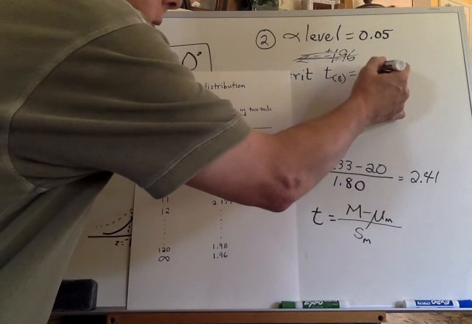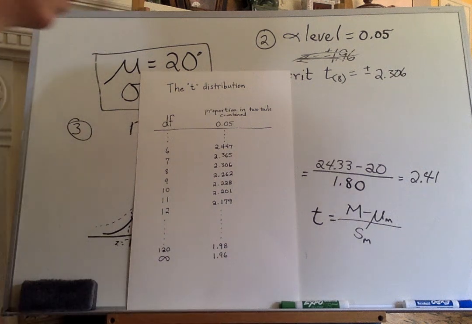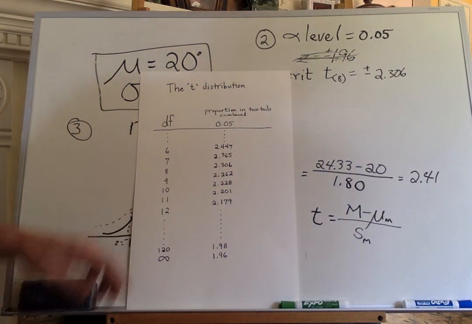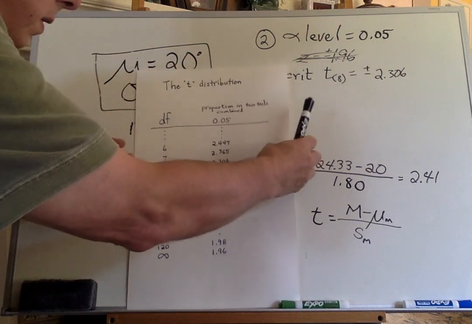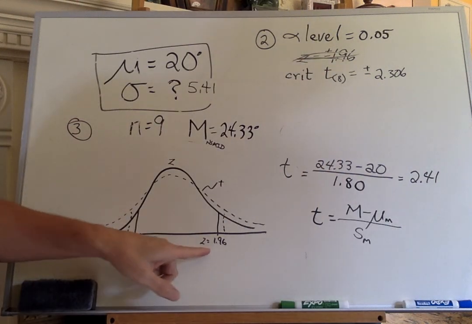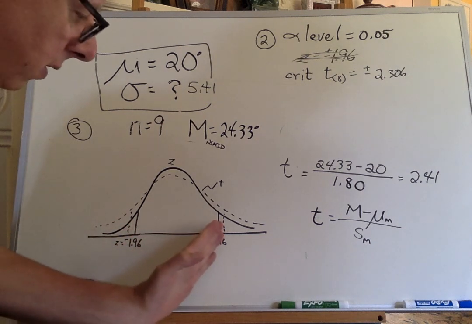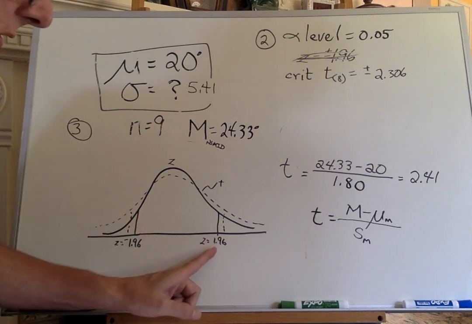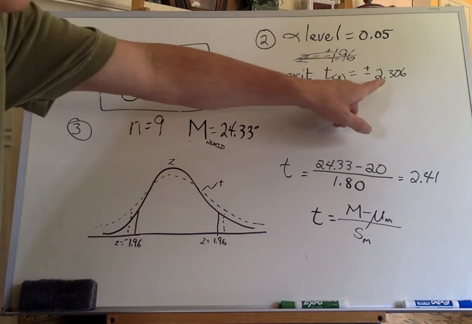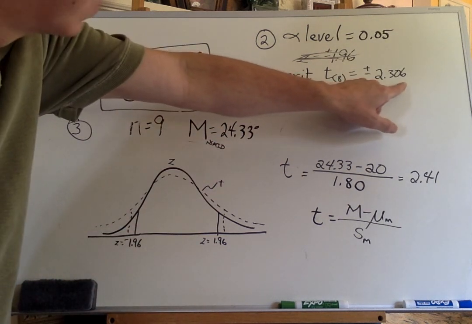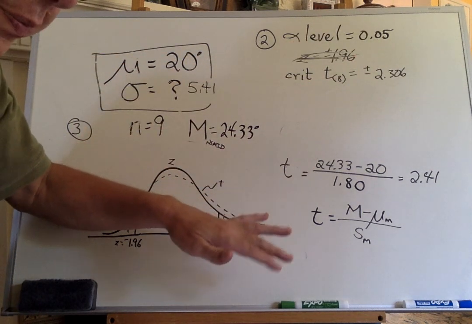Our critical value, 2.306, okay? That is the equivalent of 1.96 for our z. Remember, I said we have to move this out a little bit, okay? So instead of 1.96 and minus 1.96, we have 2.306, positive and negative, okay?